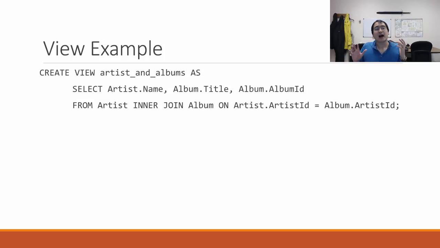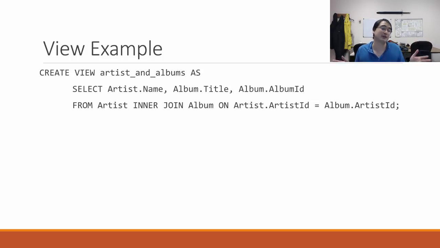So let's say I'm trying to figure out, well, who are all of the artists and albums in my Chinook music database like you guys have been working with in the homework. So I create a view called artists_and_albums as, and here is my select statement. Give me the artist name and the album title and the album ID from, and then I join the artist table with the album data, joining on the artist ID, which is in common between those two tables. So I have this nice view called artists_and_albums.